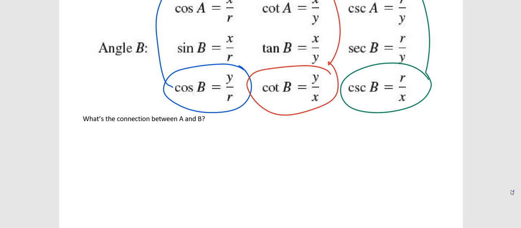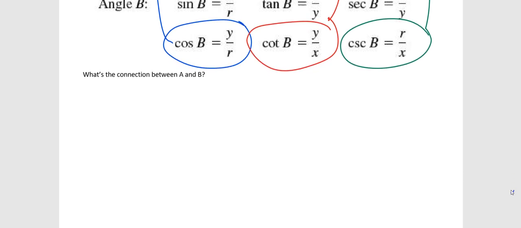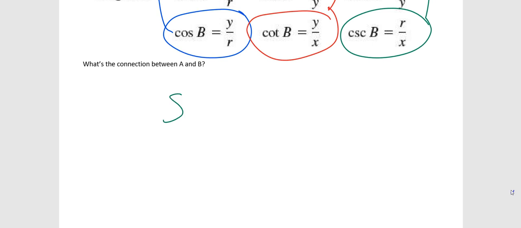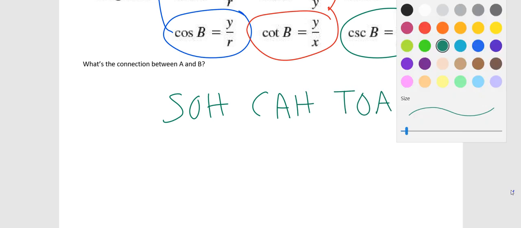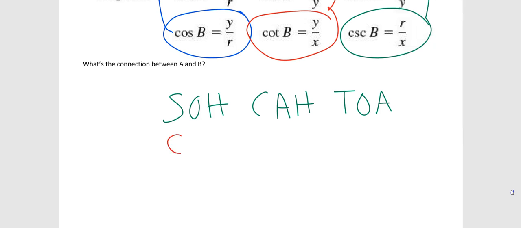SOHCAHTOA, CHOSHIKAO? Okay. SOHCAHTOA. Change to a different color. CHOSHIKAO. Can you say it again? CHOSHIKAO? Okay, what is so funny about CHOSHIKAO? Remember your reciprocal trig functions.